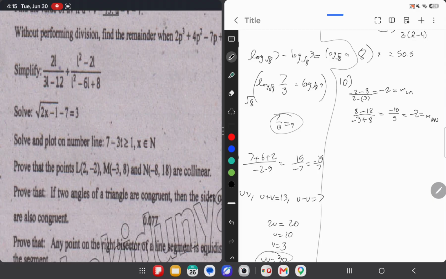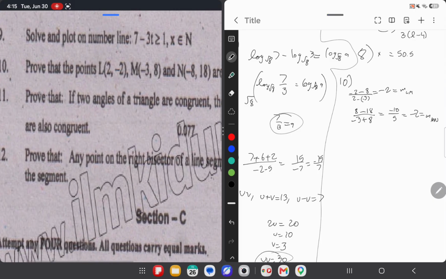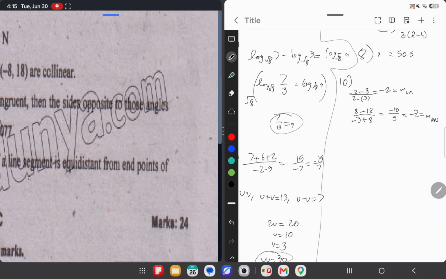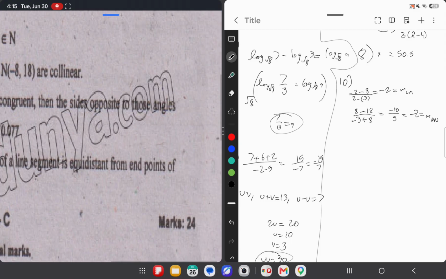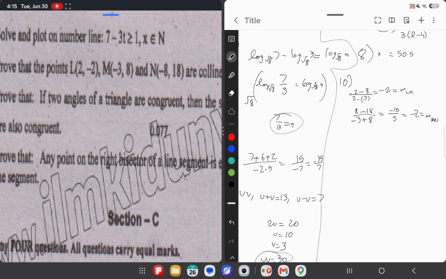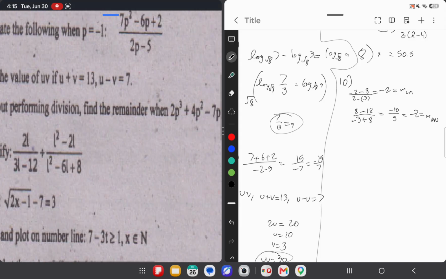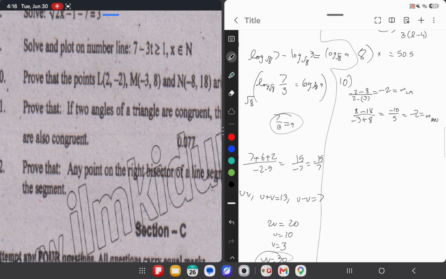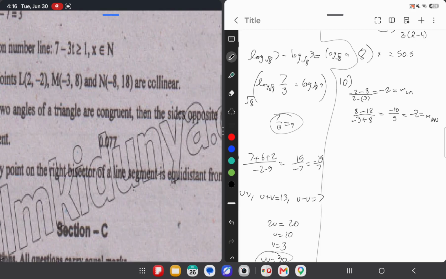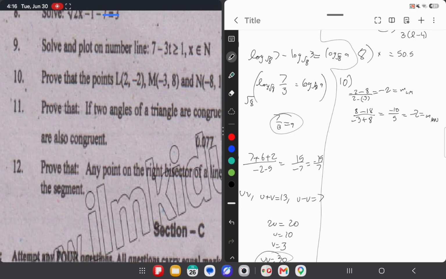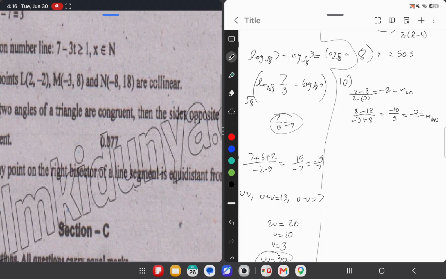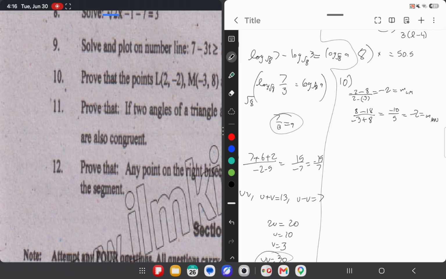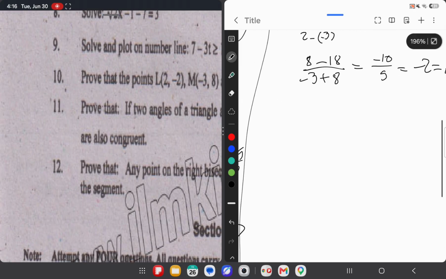Prove that if two angles in a triangle are congruent, then the sides opposite to those angles are also congruent. What is this random number doing here? If two angles are congruent, sides opposite to those angles are also congruent. How do you prove it?